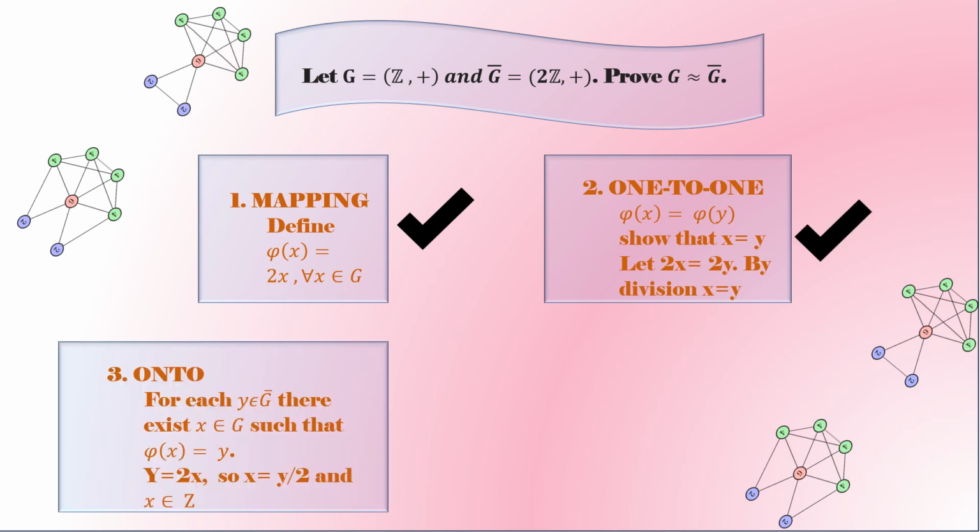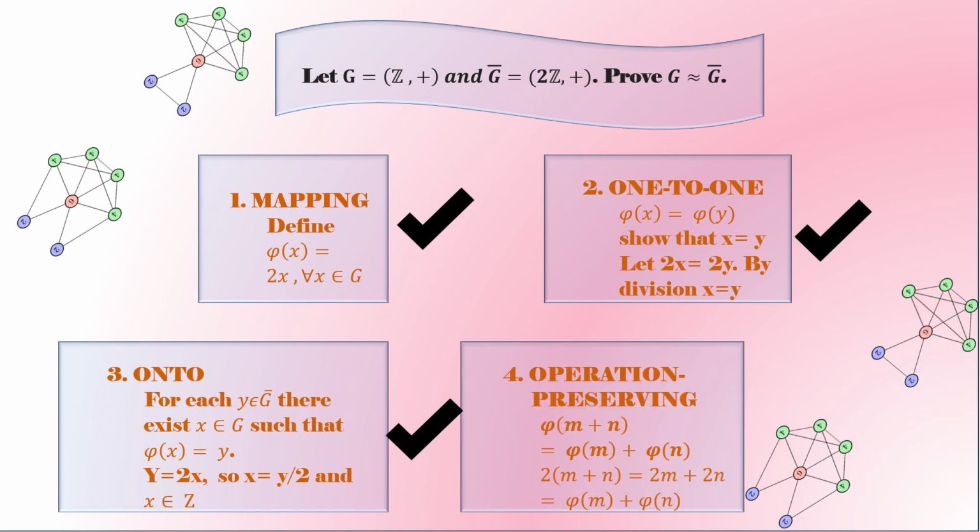Let 2x equal 2y; by division, x is equal to y. Third, onto: for each y in G bar, there exists x in G such that phi of x equals y. y equals 2x, so x is equal to y over 2, and x is an element of Z, which is true. Fourth, operation preserving: phi of m plus n is equal to phi of m plus phi of n. 2 times the quantity m plus n is equal to 2m plus 2n, which is equal to phi of m plus phi of n, which is true.